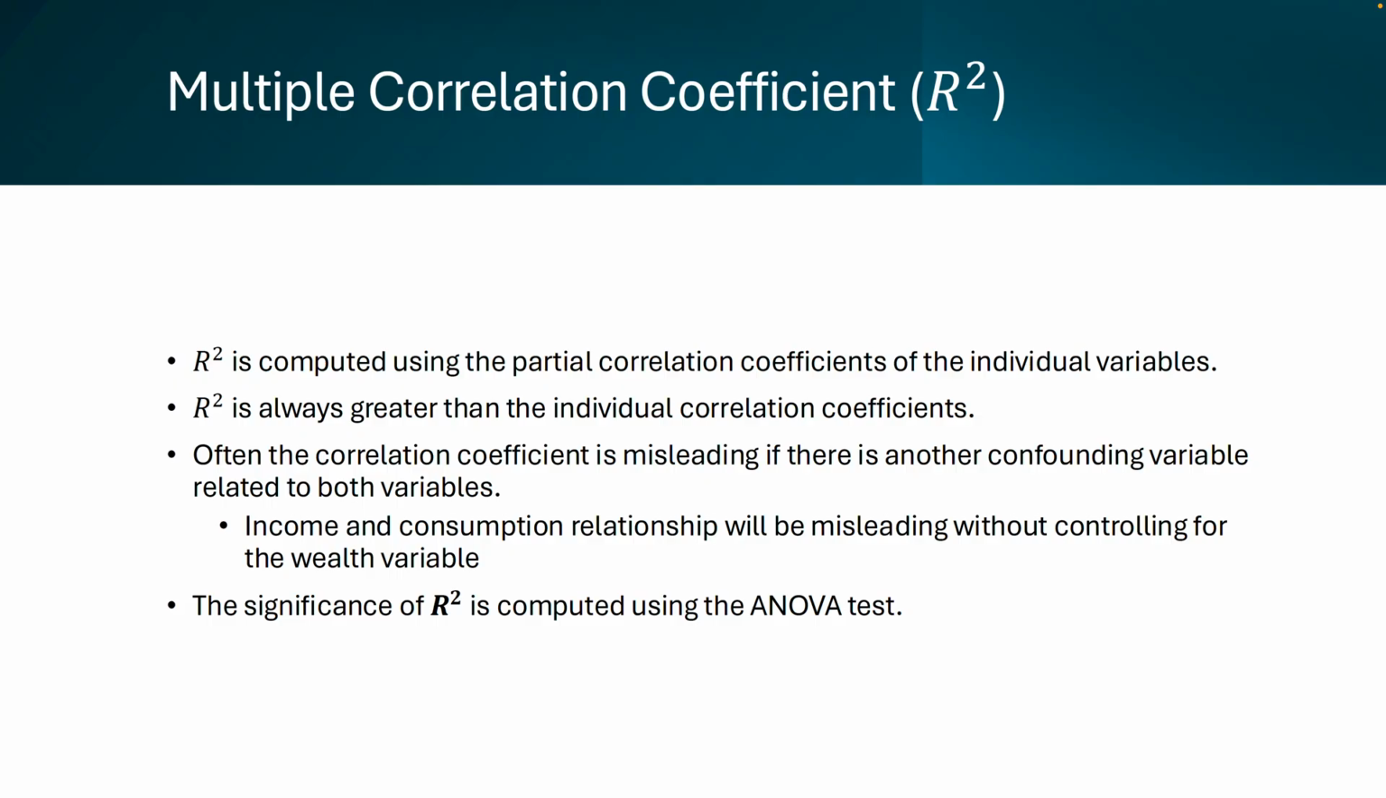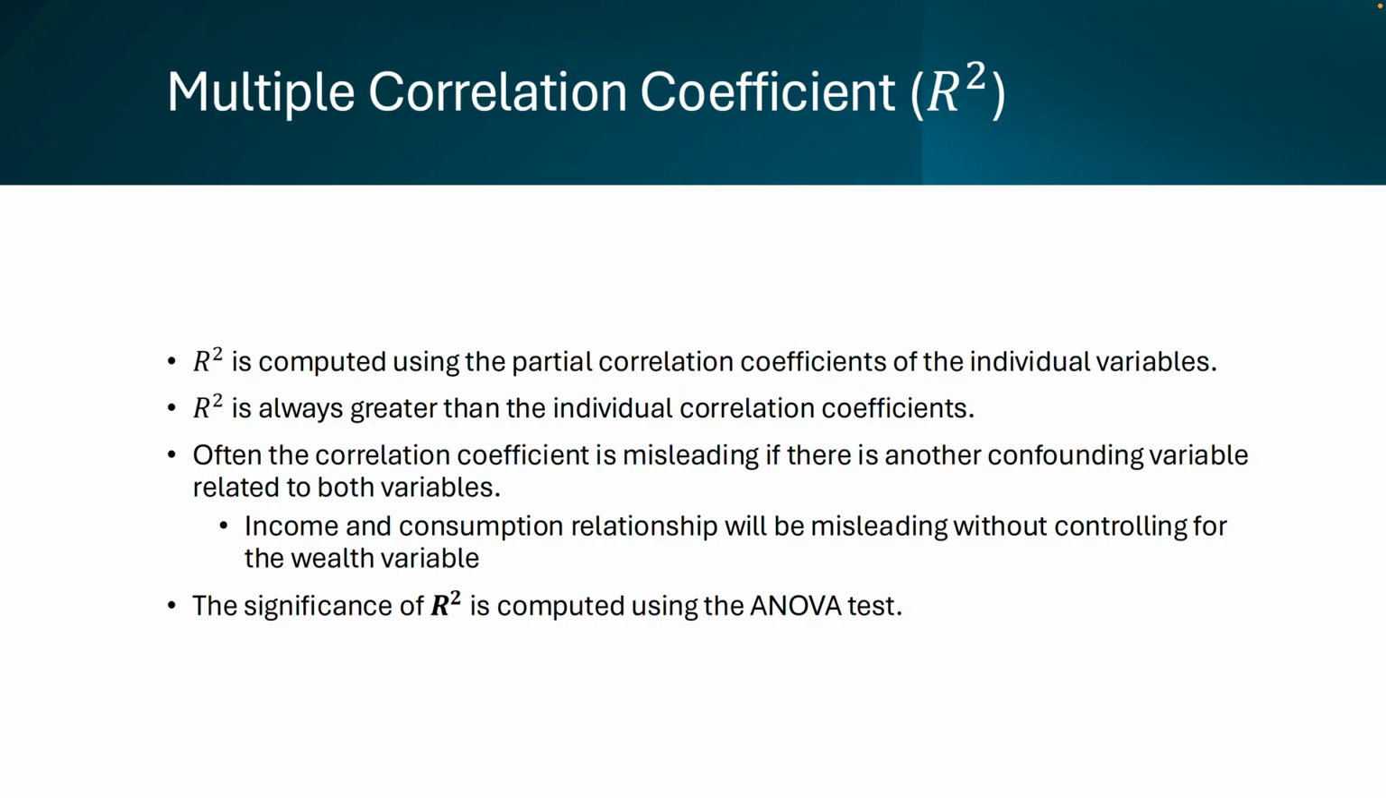The overall model is evaluated using R square, and it is computed using the partial correlation coefficients of the individual variables, and the R square is always greater than the individual correlation coefficients. Often the correlation coefficient is misleading if there is another confounding variable related to both variables. So we may have to look out for those confounding variables while building these models.